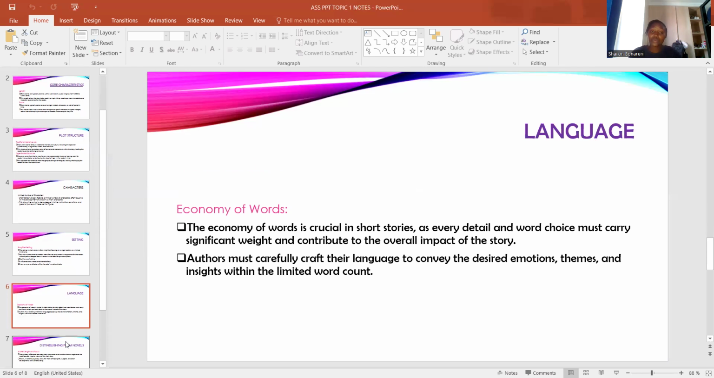And then language. The economy of words is crucial in short stories, as every detail and word choice must carry significant weight and contribute to the overall impact, since it's a short story. So we should only focus on the key main words. Authors must carefully craft their language to convey the desired emotions, themes, and insights within the limited word count.